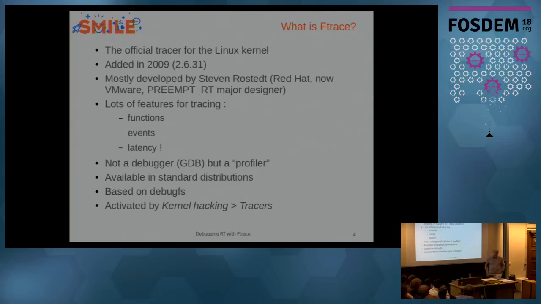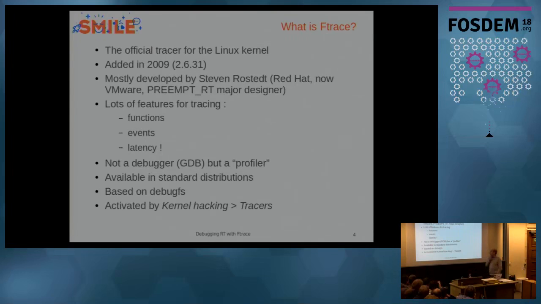So what is Ftrace? It is the official tracer for the Linux kernel. There are several tracers in the Linux kernel. One of the first ones was LTT, but LTT was not mainline. I don't think it's mainline today. Ftrace is available since 2.6.31, and it's mostly developed by Steven Rostedt from Red Hat, and Steven left Red Hat some months ago. He's working for VMware today, and he's a developer for PREEMPT_RT, which is quite close to Ftrace because you need to measure some problems with PREEMPT_RT.